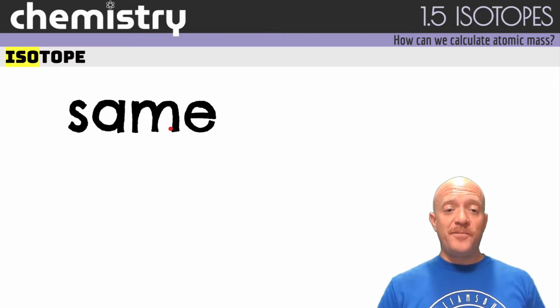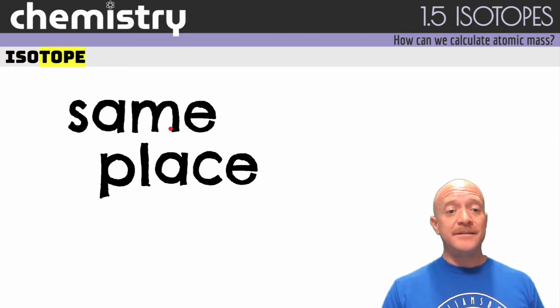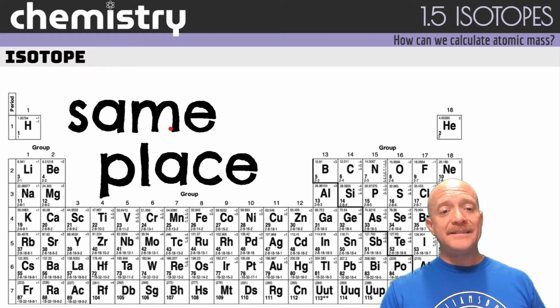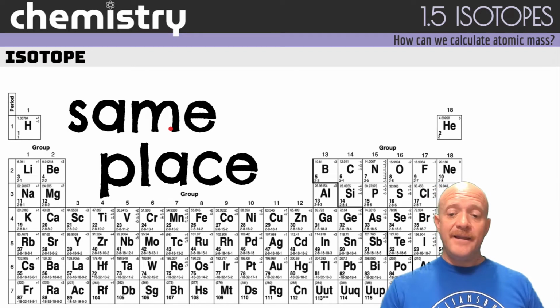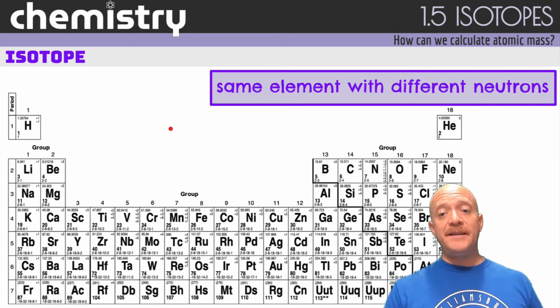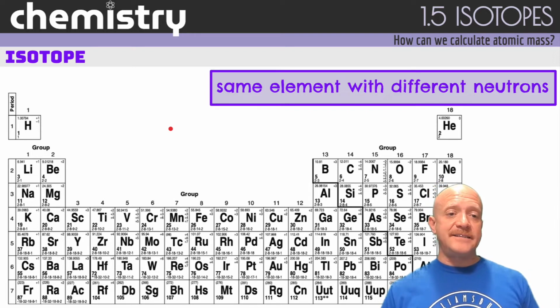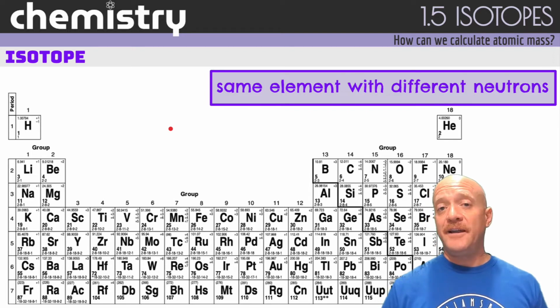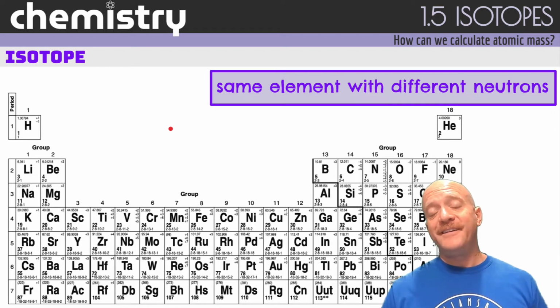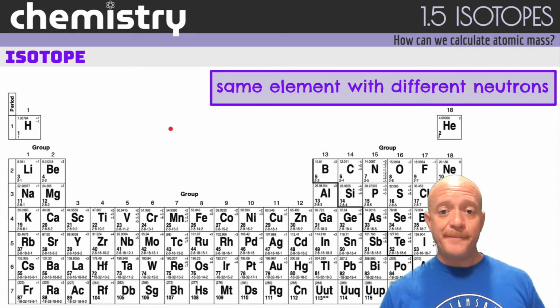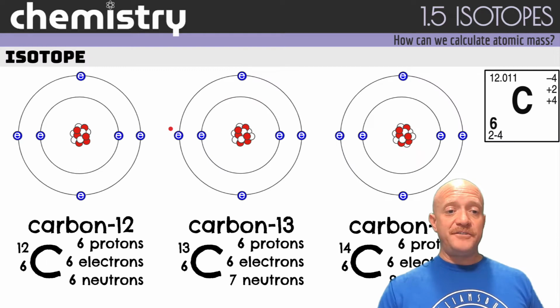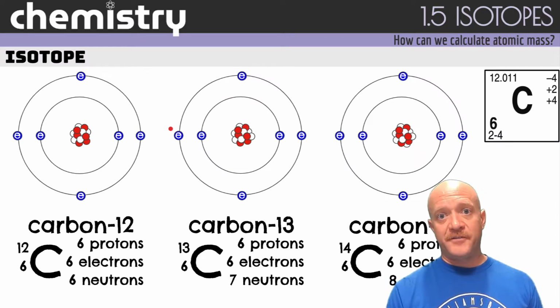Isotope: iso means same, tope means place. For our purposes, it means the same element with different neutrons. In other words, it has the same place on the periodic table, but what's different is the neutrons. Okay? Now, there are many different isotopes of carbon.